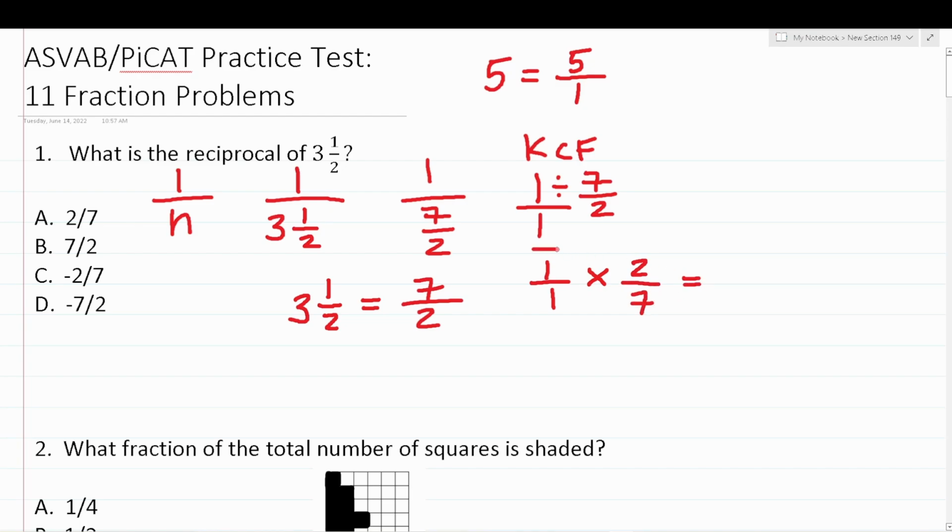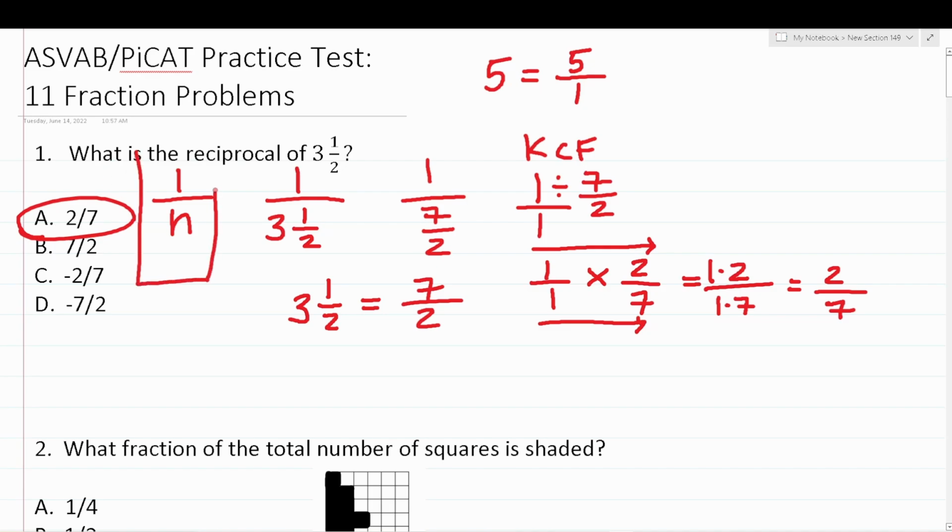And now when you multiply fractions, you just multiply straight across. This becomes 1 times 2 over 1 times 7. 1 times 2 is 2. 1 times 7 is 7. So the reciprocal of 3 1/2 is 2 over 7. Again, reciprocal is defined as 1 over that number.